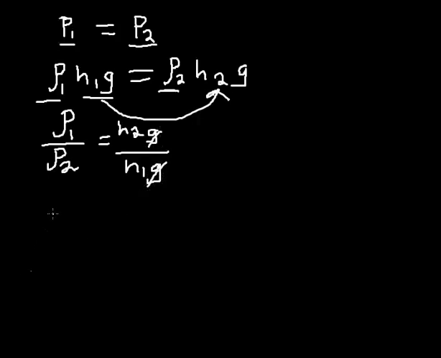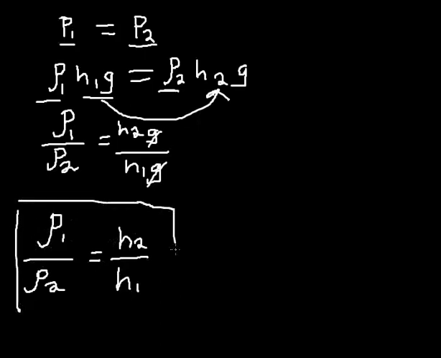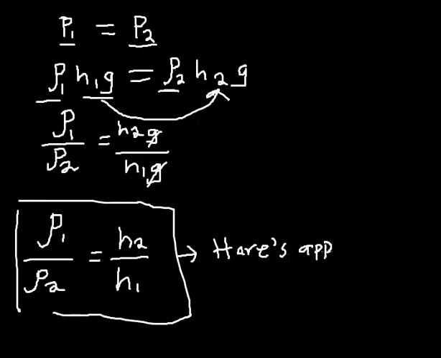So I now have that the density of the first liquid divided by the density of the second liquid is equal to the height of the second liquid divided by the height of the first liquid. This relationship shows that density is inversely proportional to height. This particular formula is the one we get from Hare's apparatus. Some questions will require you to apply this formula to solve the question.